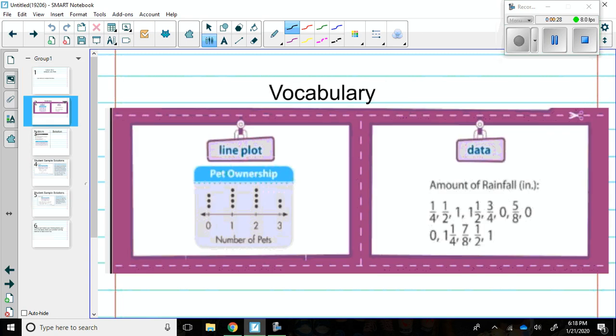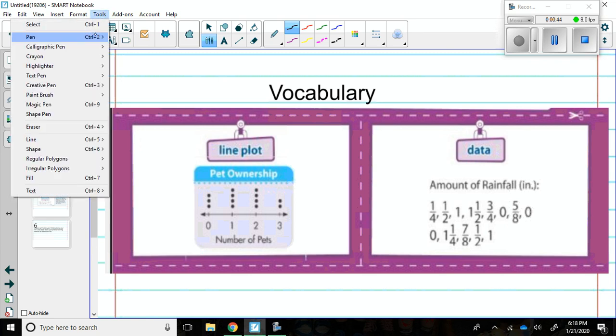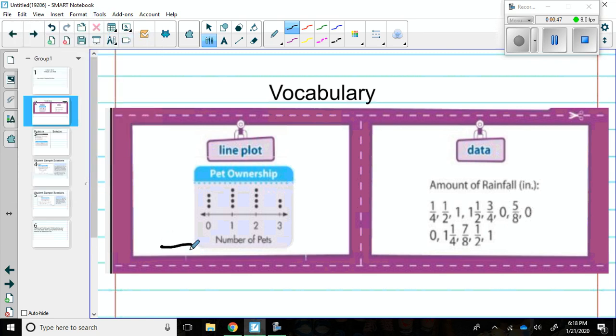There's some vocabulary you need to be familiar with this unit. The first vocabulary word is line plot. You can see an example of a line plot on the screen. You can see that there is a subject title for what they're measuring. You can see the numbers represented of the data. And then you can also see the dots representing the number of things that are being measured.